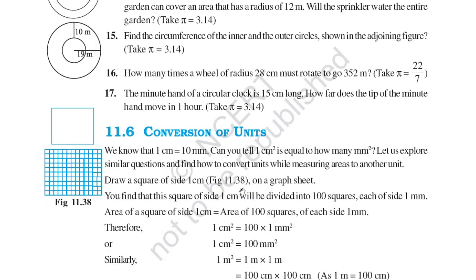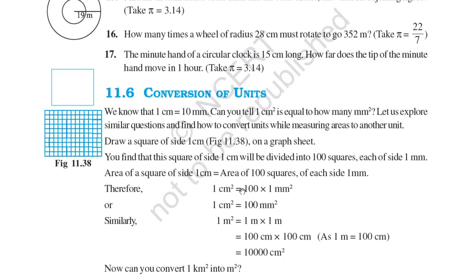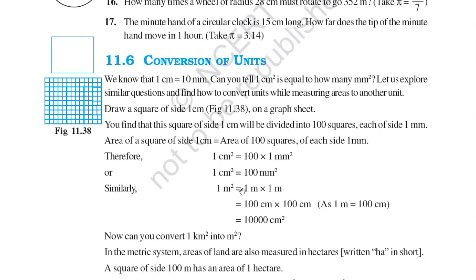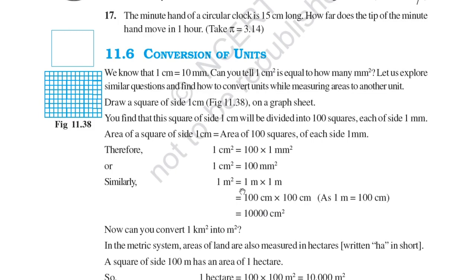So 11.6 is conversion of units. We know that 1 centimeter is equal to 10 mm. Can you tell 1 centimeter square is equal to how many millimeter square? Let us explore similar questions and find how to convert the units while measuring areas to another unit.